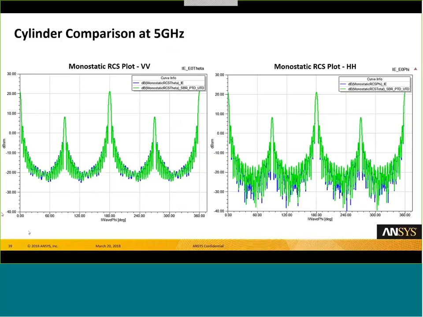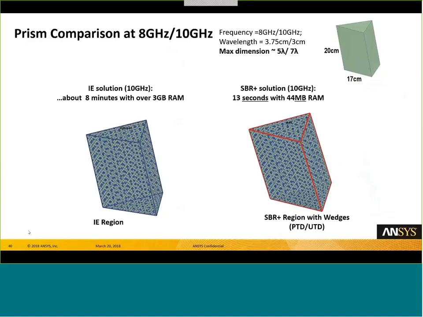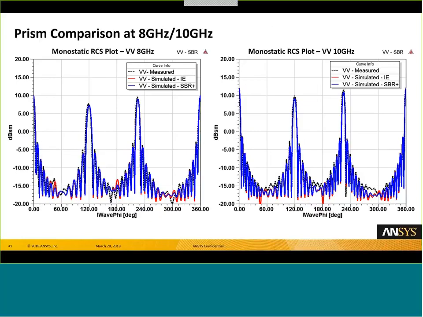And then we look at the prism result. In this example, we've got the IE solution down to about 8 minutes, but the SBR Plus solution is down to just 13 seconds. And if you compare these results for the 8 and 10 gigahertz VV, we're also comparing to test data in this case. You can see that the results are excellent.